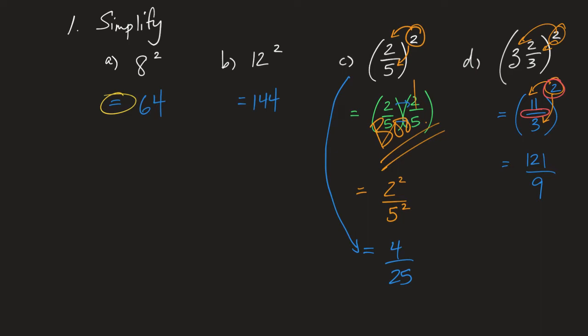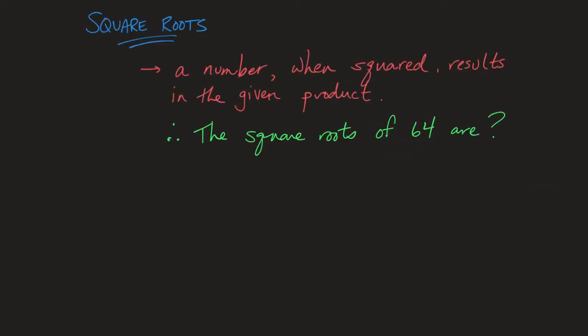Okay, so now let's change gears a bit. What you see on your screen now is we're going to take the opposite approach of the way we started today. So I'd like you to get down your little heading that we're going to change gears and we're going to talk about square roots. And then I want you to get down a definition for what a square root is. So I want you to jot down what you see in red. If I was to define square roots, then I may say that it's a number, when squared, results in the given product.